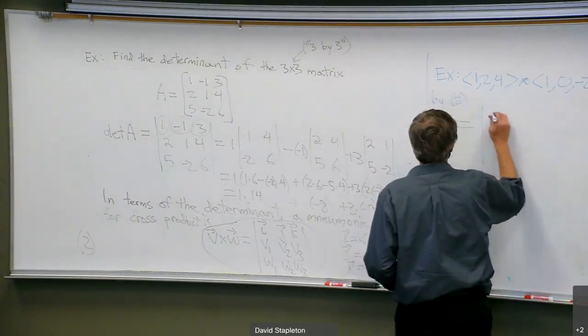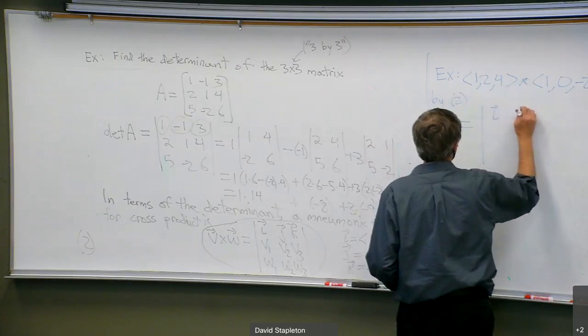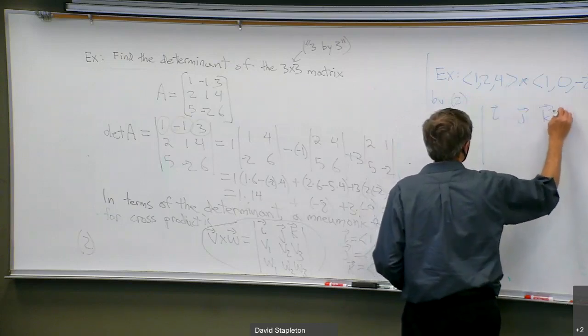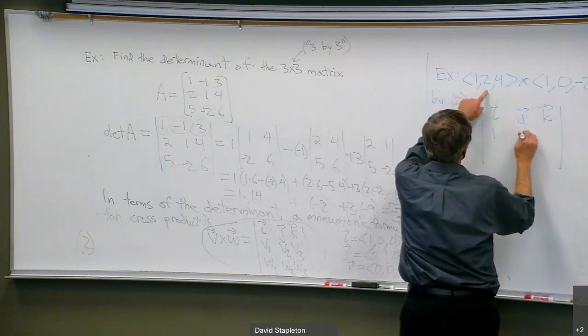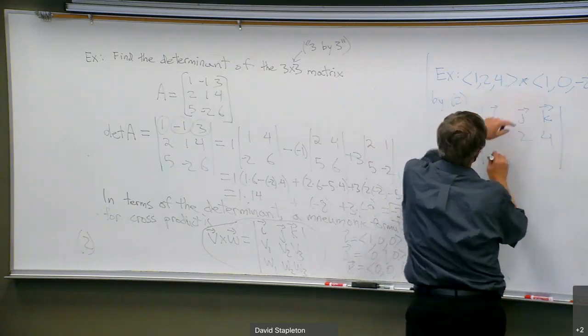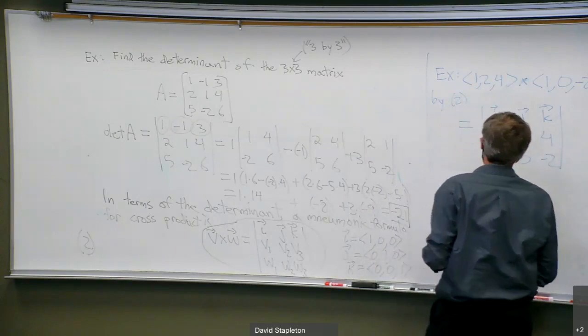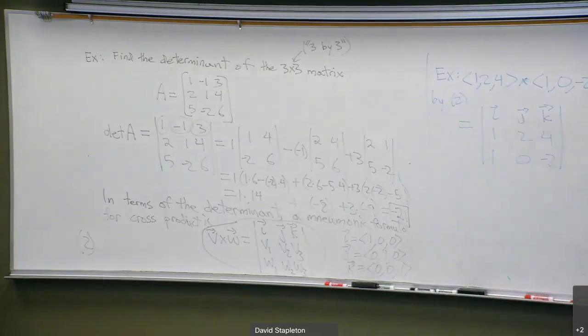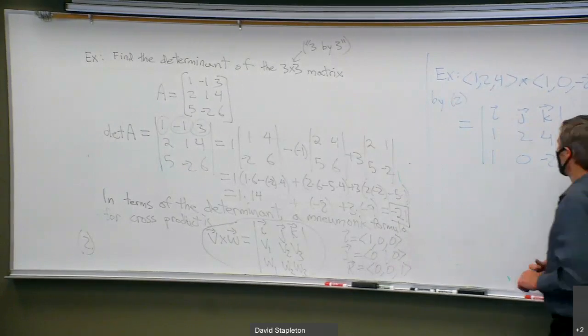All you have to do is put i, j, k in the first row, with this vector in the second, 1, 2, 4, and this vector in the third, 1, 0, minus 2. All you have to do is remember how to do a determinant, and you can get the cross product of those two vectors. I think that's what engineers remember more than the first definition, because this is just easier if you don't use it every day. Easy to remember. So what do we get?